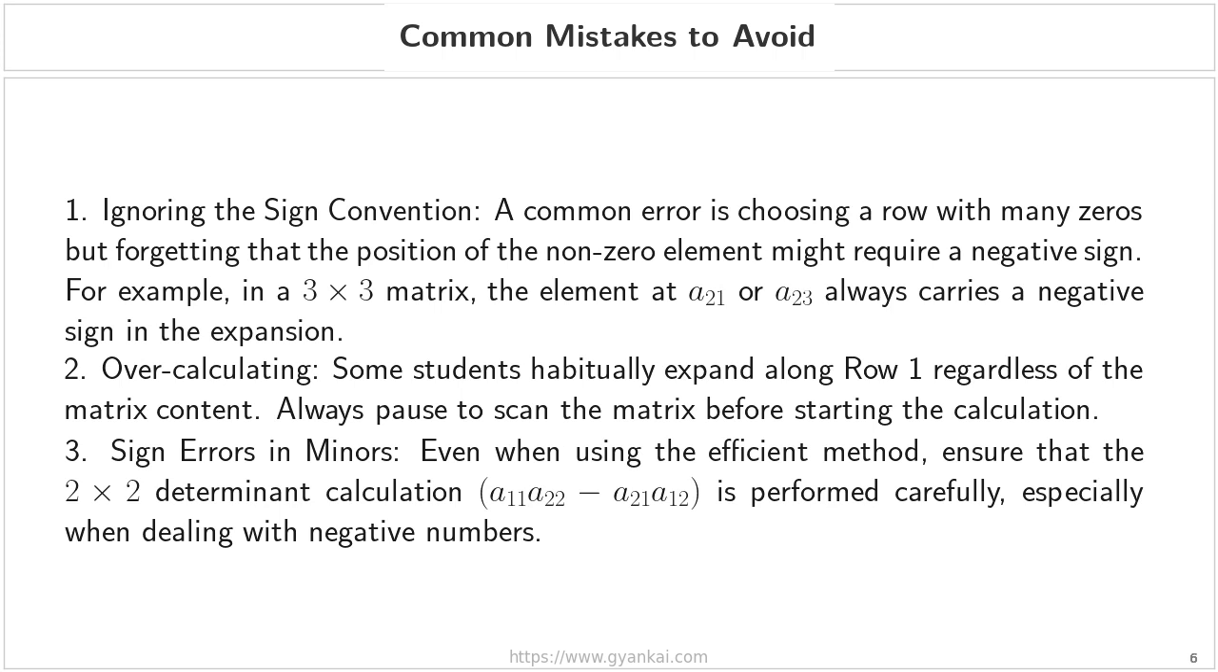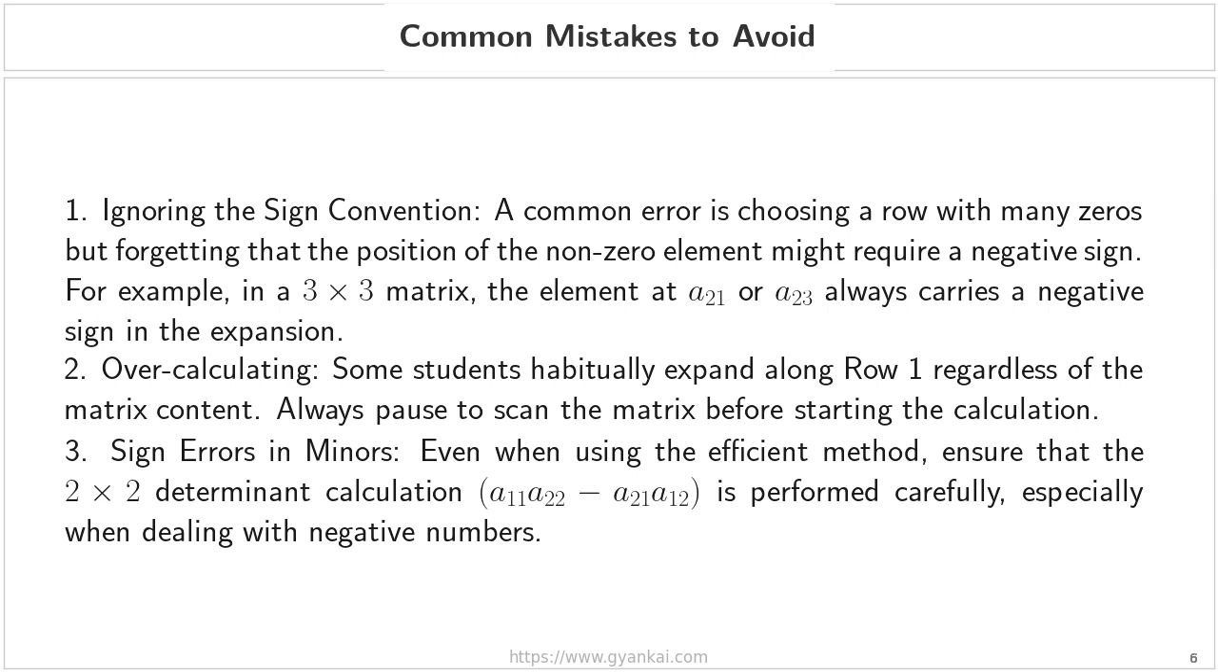Finally, even when you are using the efficient method, be extremely careful with sign errors within the minors themselves. When you are calculating a 2x2 determinant, specifically, the product of the top left and bottom right elements minus the product of the bottom left and top right elements, it is very easy to lose track of a negative sign, especially when the matrix contains negative integers. Keep these 3 points in mind, and you'll significantly increase your accuracy.